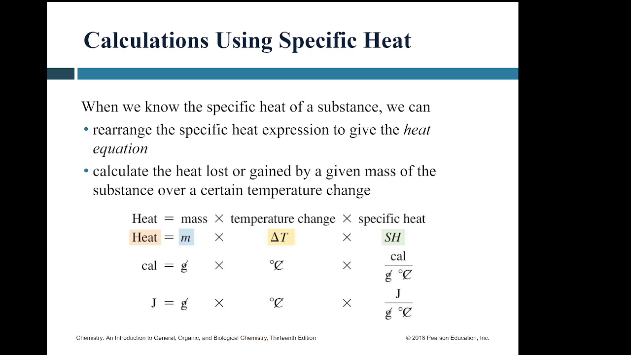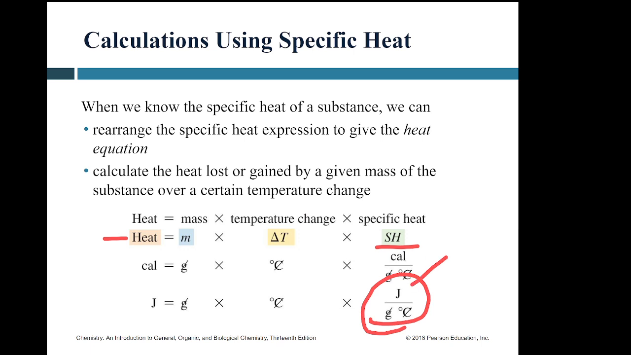And so we can calculate the heat lost or gained by a given mass of a substance over a certain temperature change using that specific heat. So what you would do is, again, the heat would equal the mass times the temperature change times the specific heat. You don't actually need to memorize this formula. The reason you don't have to memorize it is because of the units. As long as you understand the units, you have the formula.